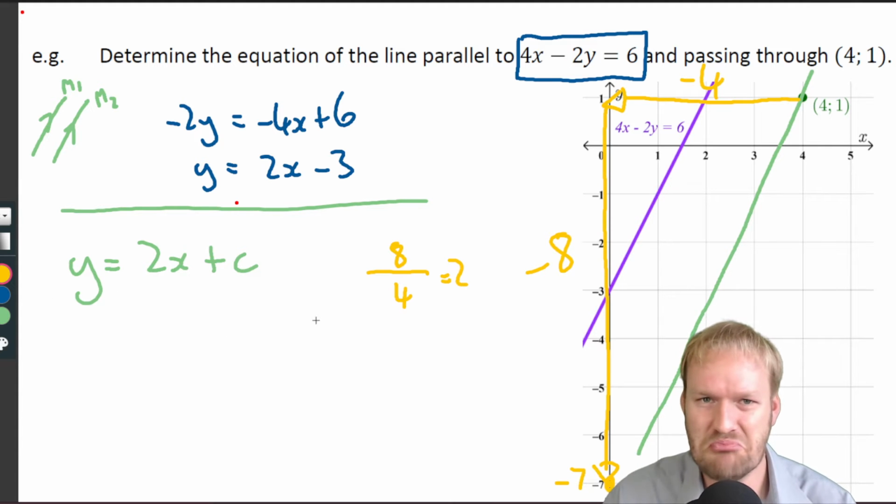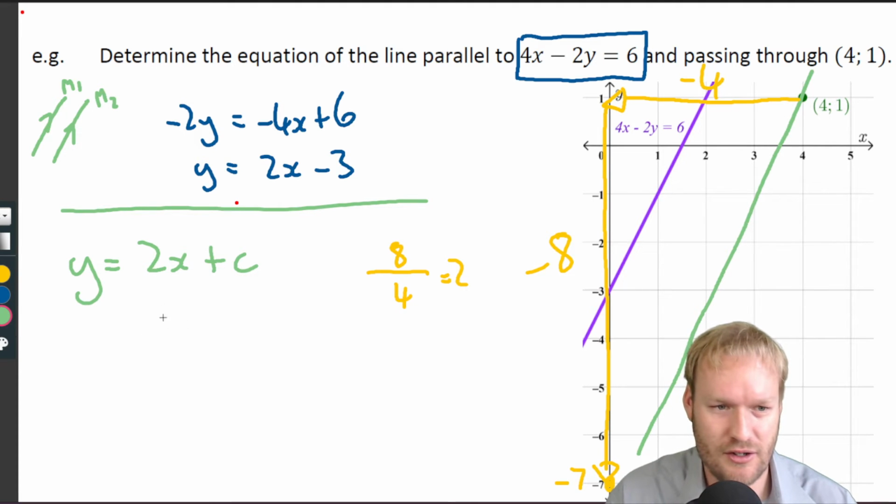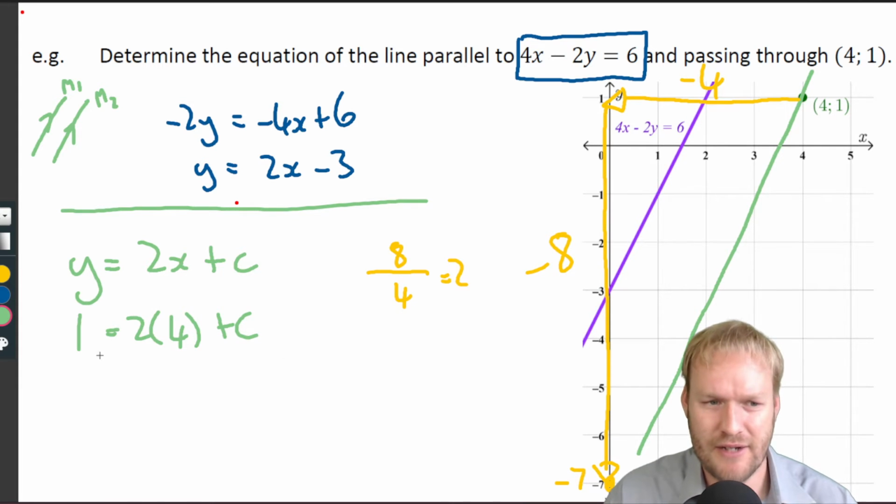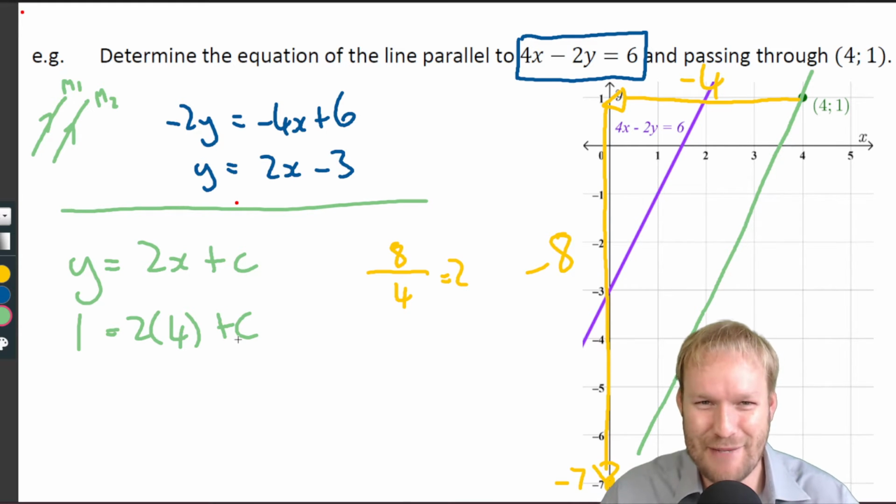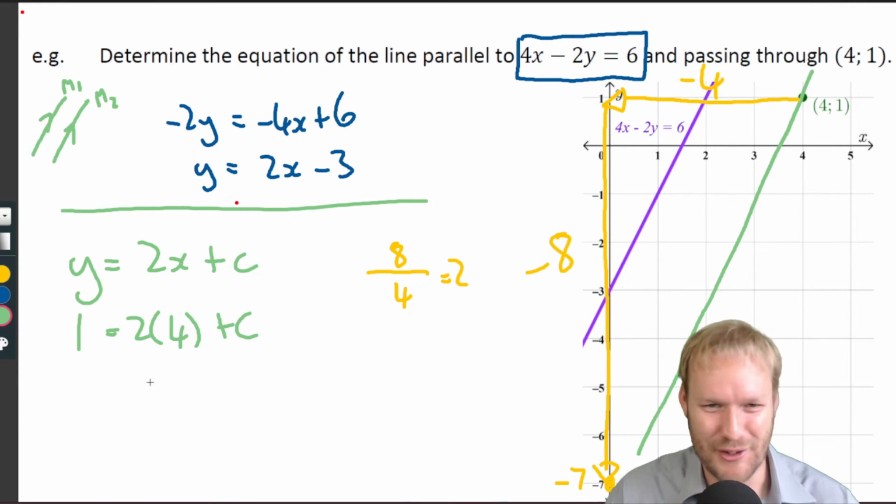Second option is just substitute the point you were given. So in this case, we could just substitute and say, well, (4, 1) is here. So x is 4 and y is 1. So 1 equals 2 times 4 plus c, and 1 minus 8 gives us the -7. You see, you're kind of doing the same thing anyway, just you're doing it algebraically.